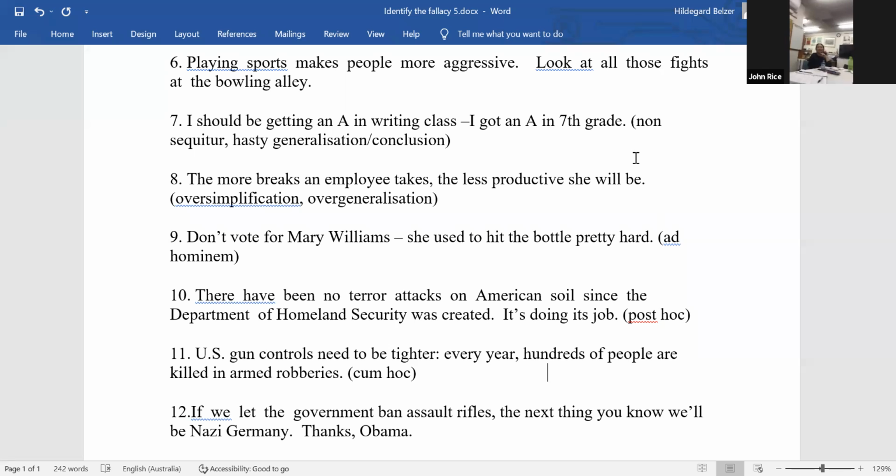All right, number 12. If we let the government ban assault rifles, the next thing you know will be Nazi Germany. Thanks, Obama.